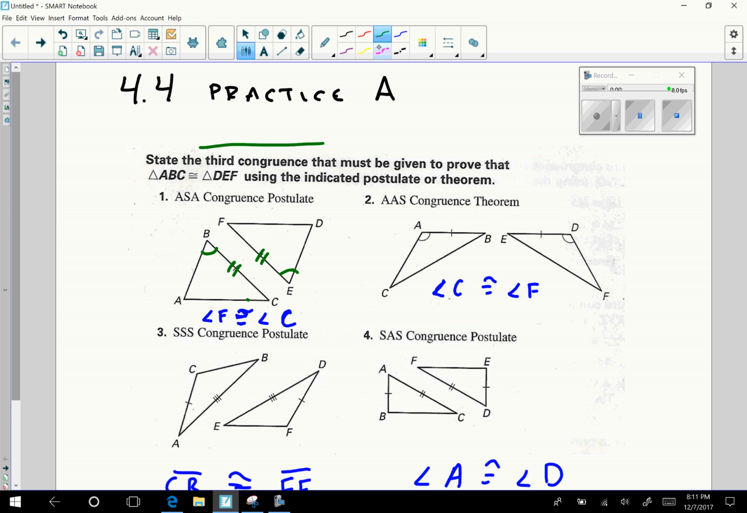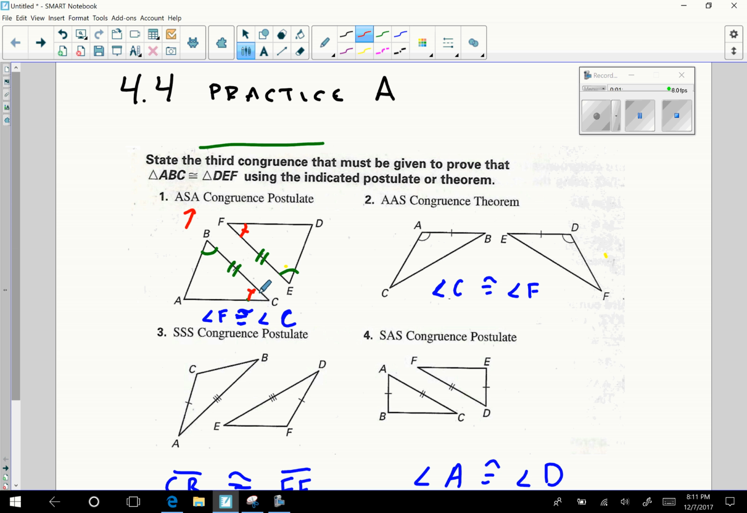So here I have a pair of corresponding sides congruent, a pair of corresponding angles congruent, a pair of corresponding sides congruent, and I want this third angle right here. And which one is that going to be? That's going to be angle F congruent to angle C.